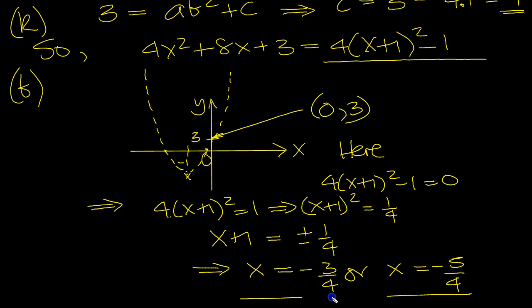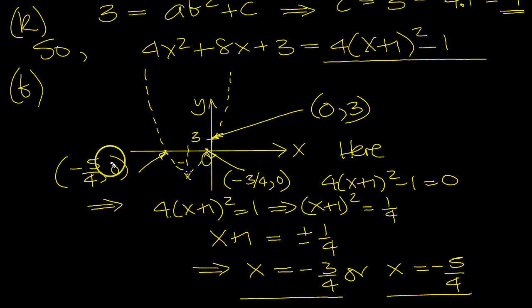So these are the two roots. So this value here is the bigger negative value, minus 5/4 and 0. And this value here is minus 3/4 and 0. So we've indicated all the coordinates where the curve crosses the coordinate axes.